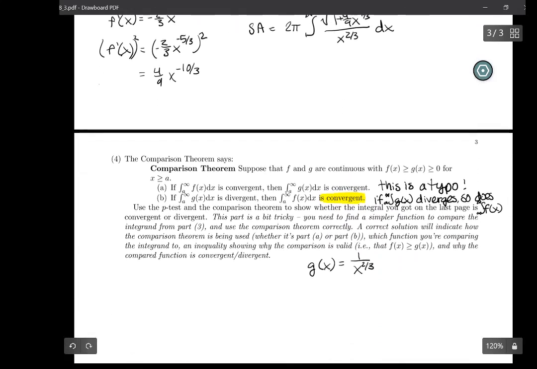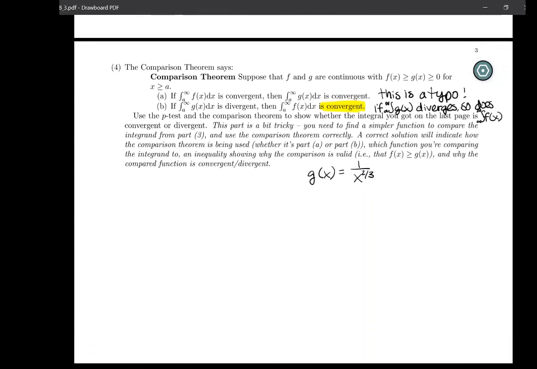So the fourth part of this, coming to the end now, actually has a typo right off the bat. I didn't notice it when we were in recitation a couple weeks ago, but I've definitely noticed it since then. So the comparison theorem right here has a typo. Part B should say if the integral from a to infinity of g of x is divergent, then the integral from a to infinity of f of x is divergent. So if your larger function converges, so does the small one. If the small one diverges, so does the large one.